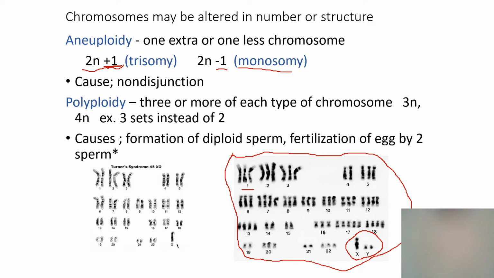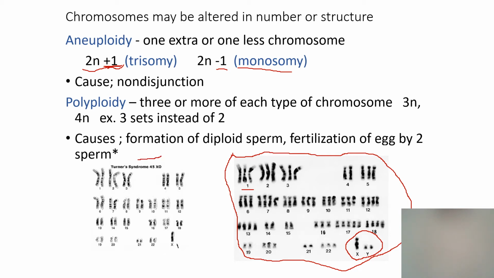And those are caused by either where the sperm fails to go through non-disjunction for all of them, so it ends up being a diploid sperm, whereas typically sperm, remember, is a haploid cell, or you could have fertilization of the egg by 2 sperm, and so then that ends up with having 3 copies of each.